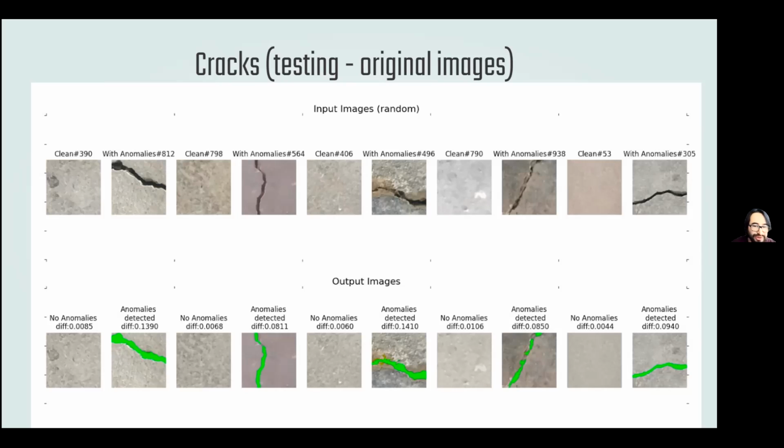And this is the result. The first row is the input of the autoencoder, and the second row is the output. As you can notice, it works really well. You can see that it's able to detect the anomalies and, in this case, shows the anomaly in green. This is for the cracks dataset.